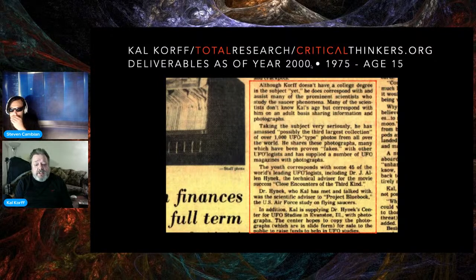And then it says here, in addition, Kal is supplying Dr. Hynek's Center for UFO Studies with photographs. The center hopes to copy the photographs, which are in slide form for sale to the public to raise funds. Yes, I did that. Not all the photos I sent were finally chosen. They had, I think, 20 or 30. They're trying to keep the price point down for them. But yeah, I was very much involved, and we talked a lot on the phone and spent time together.